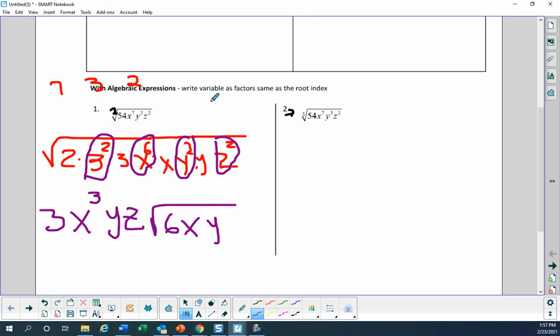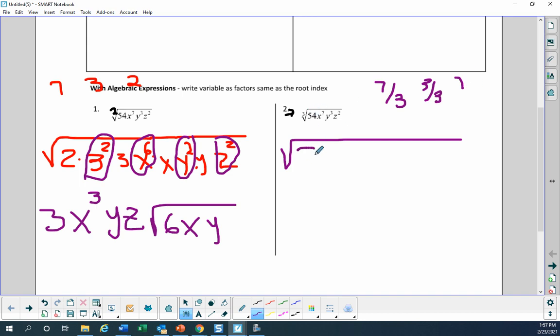Just for this one, I will also do number 2, because these two numbers are the same, but the index is different. So this is the cube root. You still have to simplify it the same way, but now I'm dividing by 3: 7 divided by 3, 3 divided by 3, right? And then 2 cannot be divisible by 3, so I just leave it.